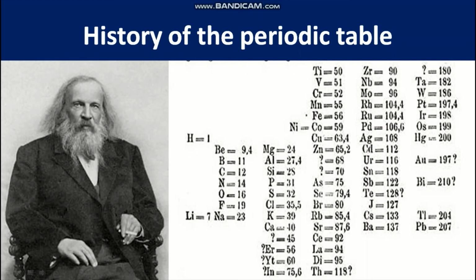However, as there were only 50 elements, he left gaps. He knew that there were some elements that had certain properties but were not discovered yet. Leaving gaps also helped many other scientists afterwards, as they were able to put the elements in the gaps that Mendeleev had left.